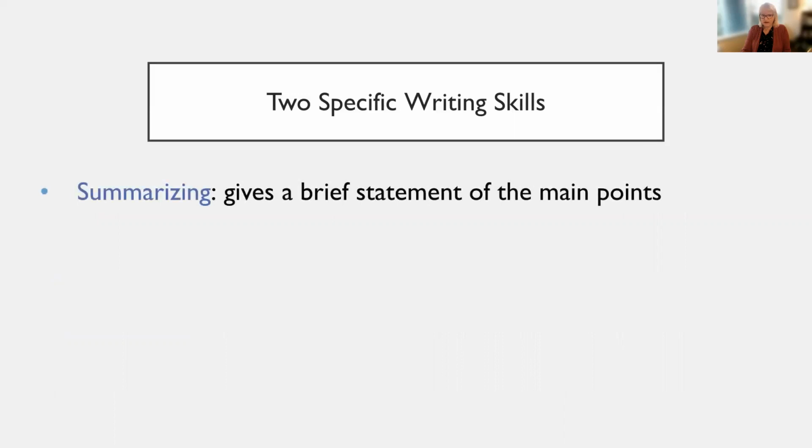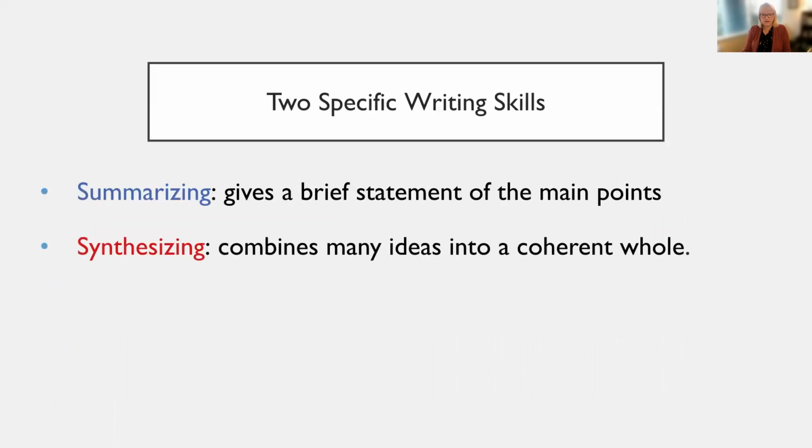And summarizing is a type of paraphrasing. It takes a large amount of information and makes it small, reducing it to its main points. Whereas synthesizing is a little different. It is looking at multiple sources and then pulling those together into a new coherent whole.